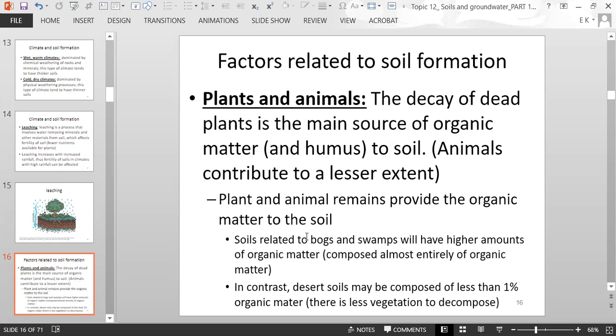Soils related to bogs and swamps will have higher amounts of organic matter. Those soils will be composed almost entirely of organic matter. In contrast, desert soils may be composed of less than 1% organic matter. And that's because there's less vegetation in a desert area to decompose and add plant material to the soil.